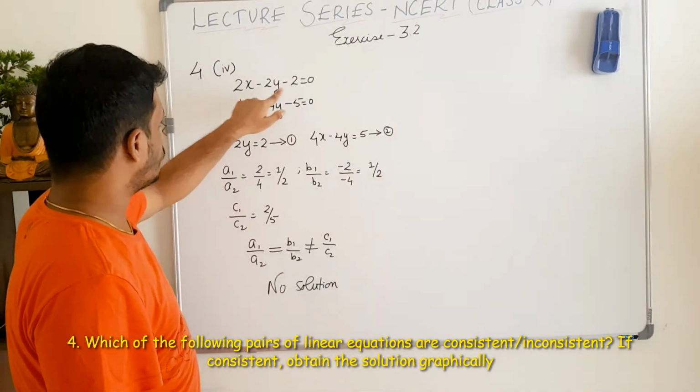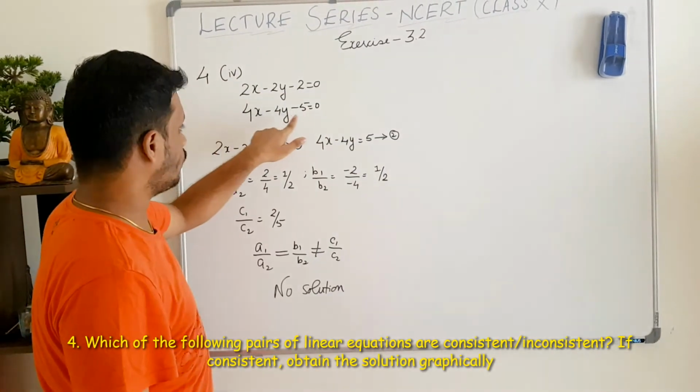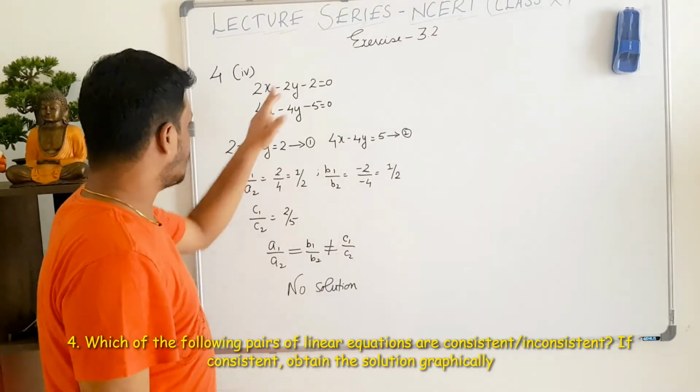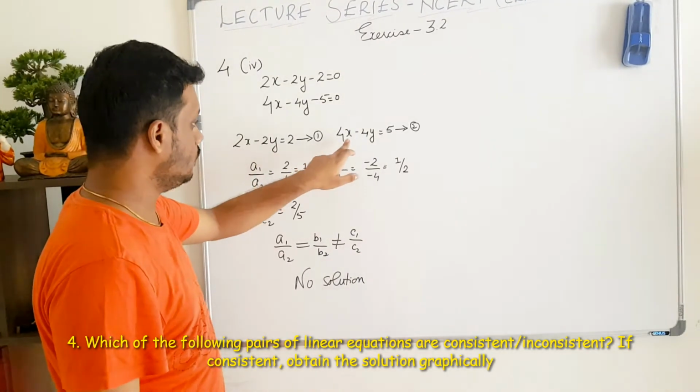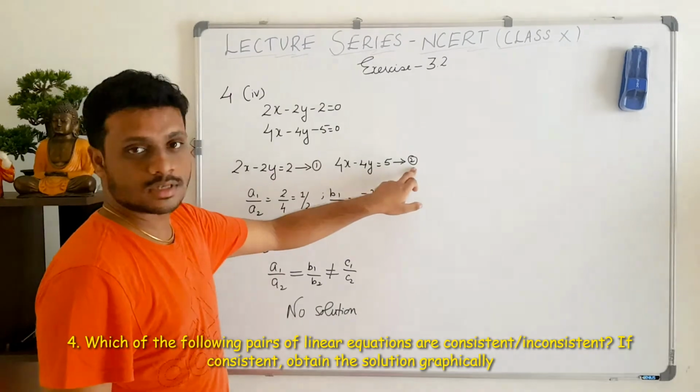We have 2x minus 2y minus 2 equal to 0, 4x minus 4y minus 5 equal to 0. I am taking the constant terms to the other side and making 2x minus 2y equal to 2 as the first equation, 4x minus 4y equal to 5 as the second equation.